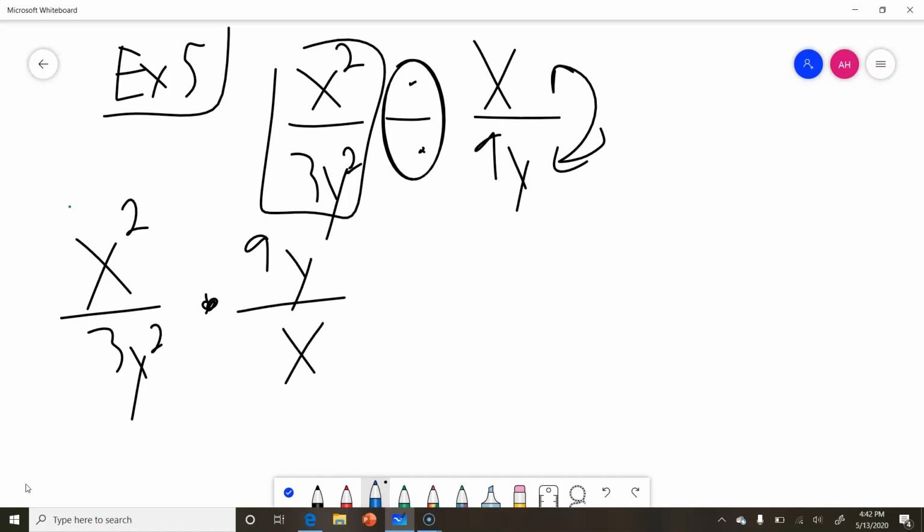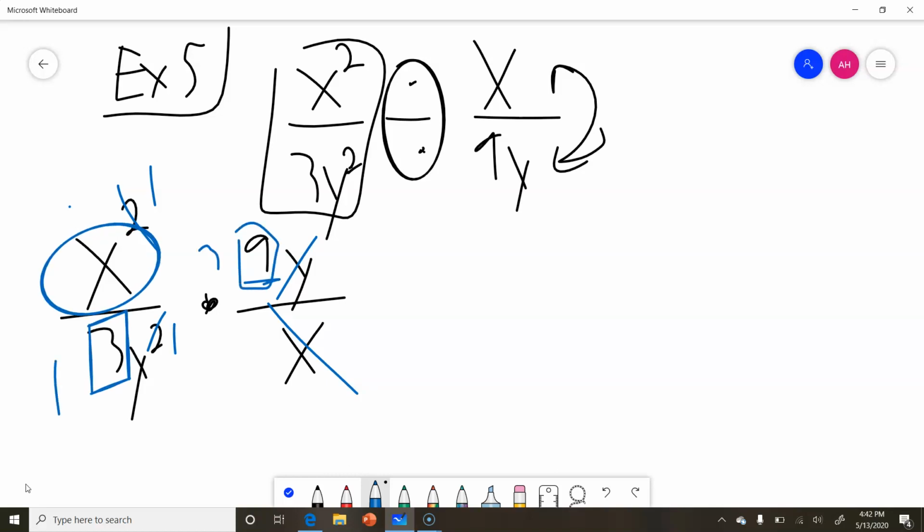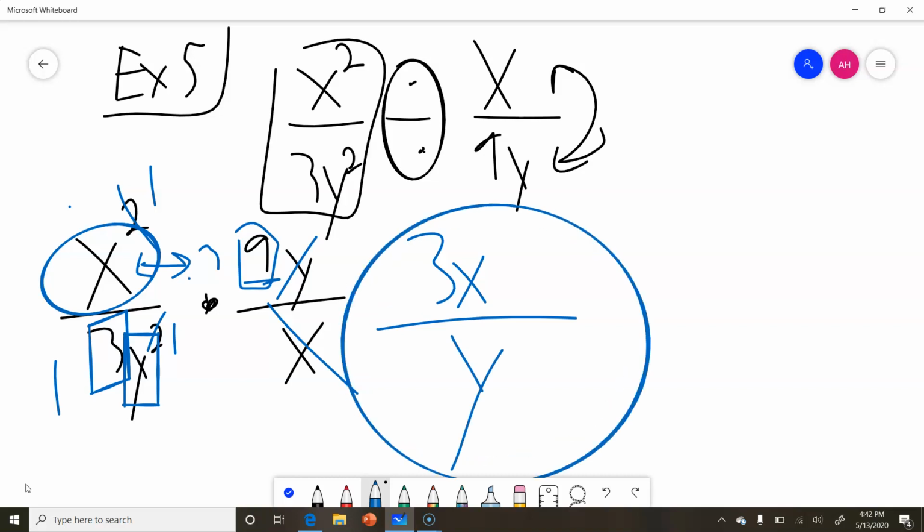Now look, what can we cross out? x and x, so now we have x to the 1. y and y, so now we have x. And we have this 9. But look right here, this 3 can go into 9 3 times. So we're going to have 3x, x times 3 right there. So 3x over what's on the bottom, y. That's all we have left. So 3x divided by y.